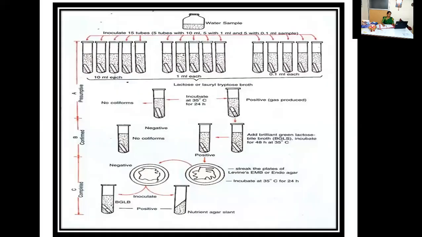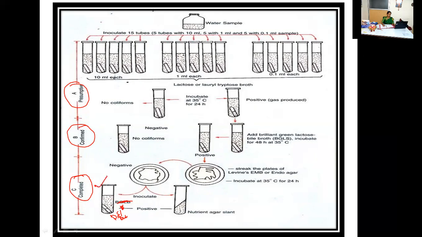Here you can see the overall view. We are done with the presumptive test, then we finished the confirmed test, then we finished the completed test. In the completed test, we used EMB here. Here it's lactose broth. What kind of lactose broth have we used here? Bacteriological lactose broth. Or we can take any one broth, maybe double strength or single strength, and perform the completed test of this MPN method.